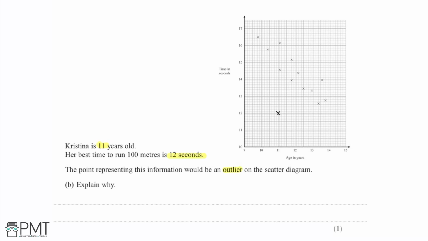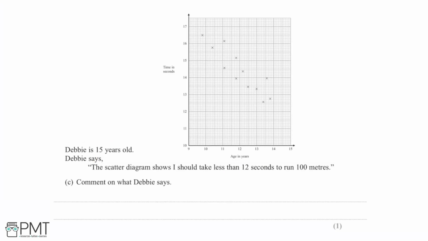And as we can see, if we were to draw a line of best fit over here, showing this negative correlation, this point lies nowhere near the line of best fit and doesn't continue the trend. So to explain why this point would be an outlier, we simply need to write something along those lines: it's not in line with the trend of the other points, or that it doesn't fit the correlation that we've already spoken about in the first part of the question. We would also get the mark for saying it's far away from the other points or far away from the line of best fit.